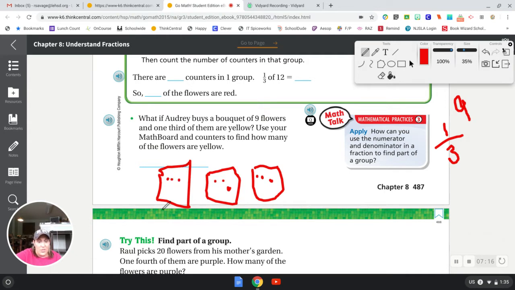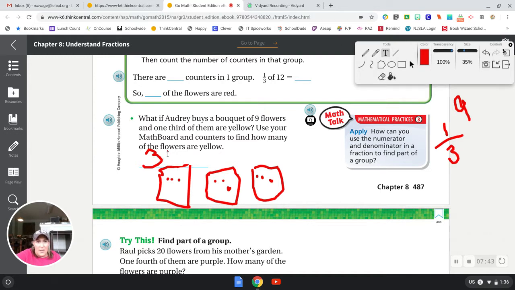Count up those flowers just in one group. How many? You're right, 3. Okay? So 1/3 of 9 is 3 flowers. Not the best here with this yet. I think I already said that.